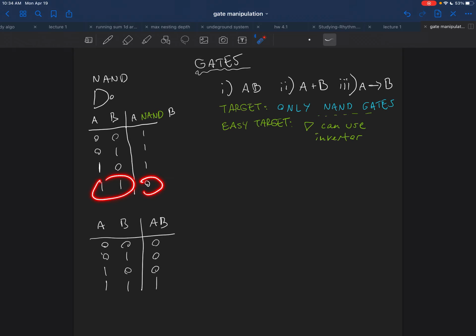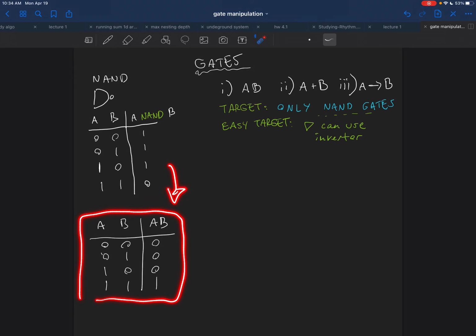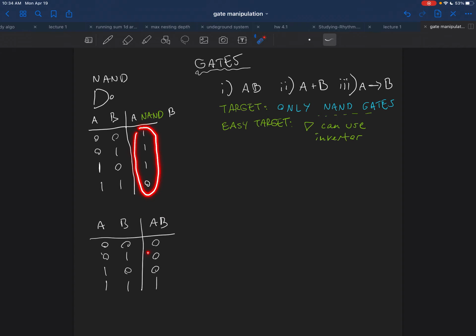So 1 and 1 is going to be 0. But all the rest are either or false, or just not both, so those are all ones. And then you have your standard A and B function, and you have this sort of truth table. Now, if you look at both of them, you might see a pattern, and it's that 1, 1, 1, 0 is the exact opposite of 0, 0, 0, 1. So you can see how this is actually kind of easy.